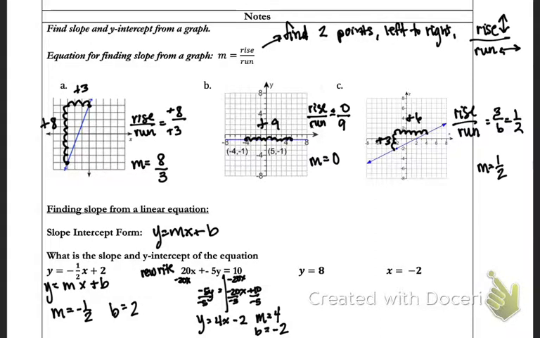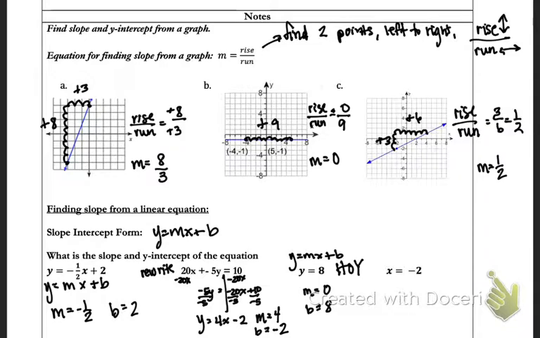The next equation says y equals 8. Remember we talked about that acronym HOY. This is going to represent a horizontal line. It means that this has a slope of 0, and y equals 8 because the y-intercept is 8. It's going to cross the y-axis at 8. So slope is 0, y-intercept is 8.